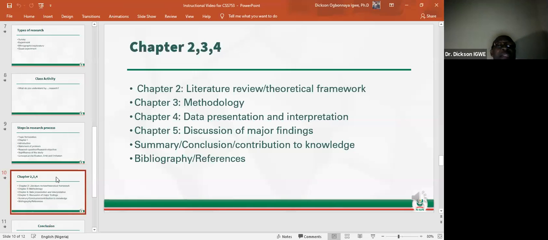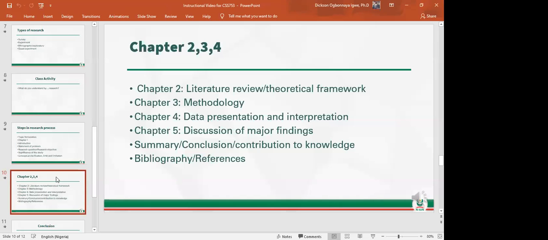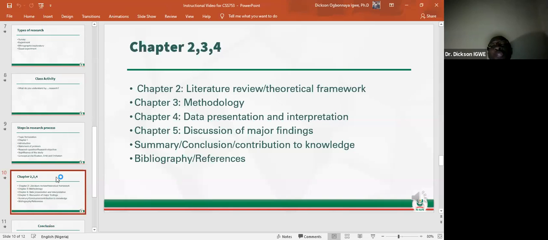So here, in this slide, we are considering chapter 2, chapter 3, chapter 4. Chapter 2 is literature review and theoretical framework. Literature review, briefly put, is the review of the positions of other researchers that have researched in relevant areas to your topic. The same way you review literature, so you look at theories used by various researchers within your area of interest.